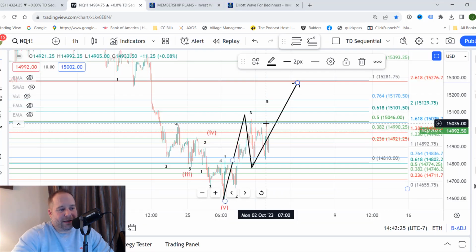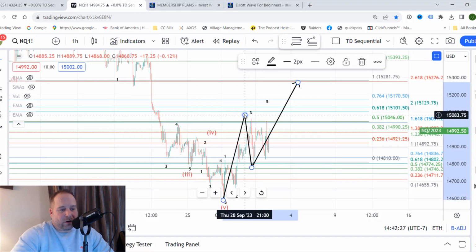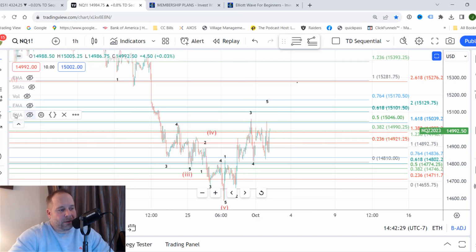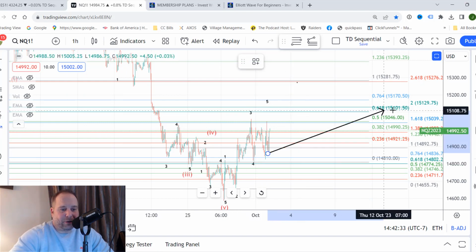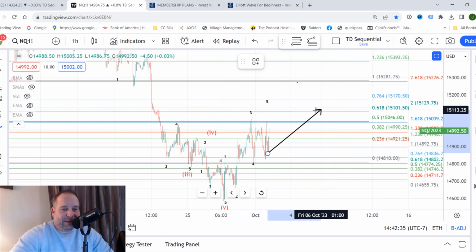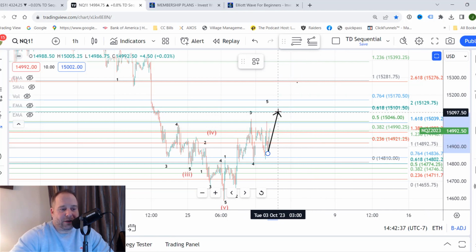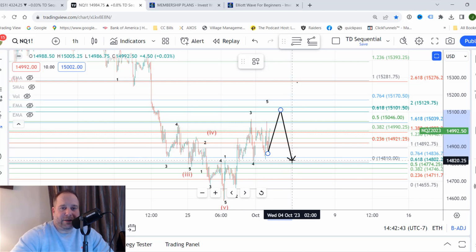Over on the NASDAQ, we are looking for a little bit of continuation here, where we have a potential diagonal that would play out toward the 15,100 area. We would look for a continued push up to that area. If they fail there and start to push down in a strong move, that would be an indication that we were in the diagonal and it did fail.